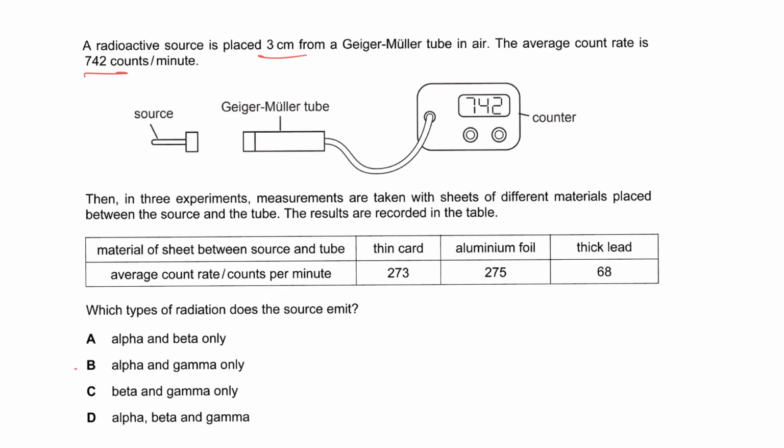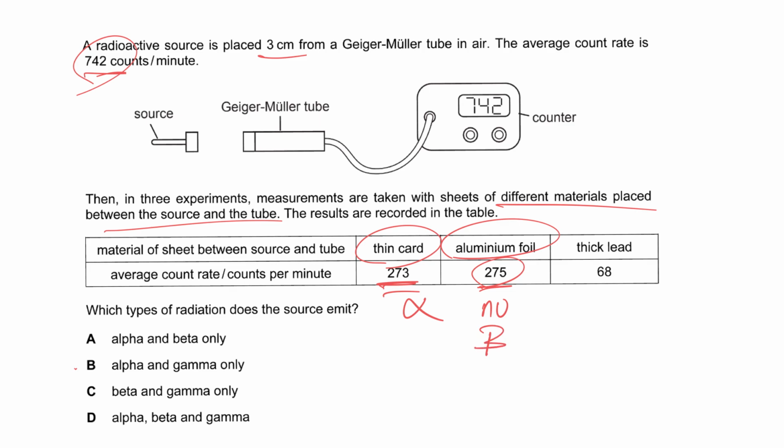Alright, for this question, the radioactive source is placed 3 cm from the GM tube. The average count rate is 742. You have different materials placed between the source and the tube, and the results are recorded. Once you place the thin card, a piece of paper, between the radioactive source and the detector, the value drops from 742 to 273. That means there's a presence of alpha particles. Next, when you put an aluminium foil, the value remains about the same, 275, 273. So that means there are no beta particles.